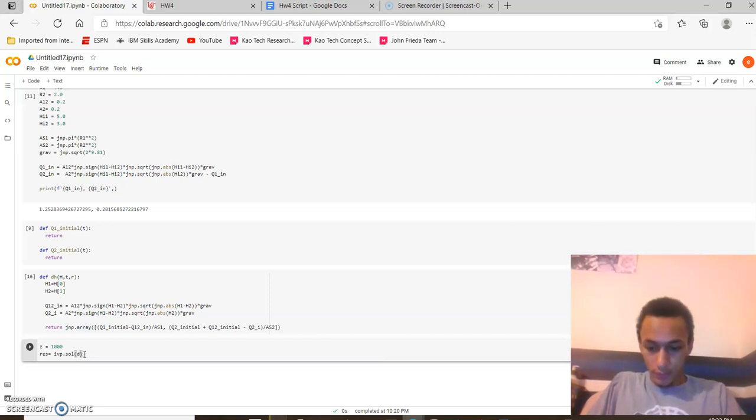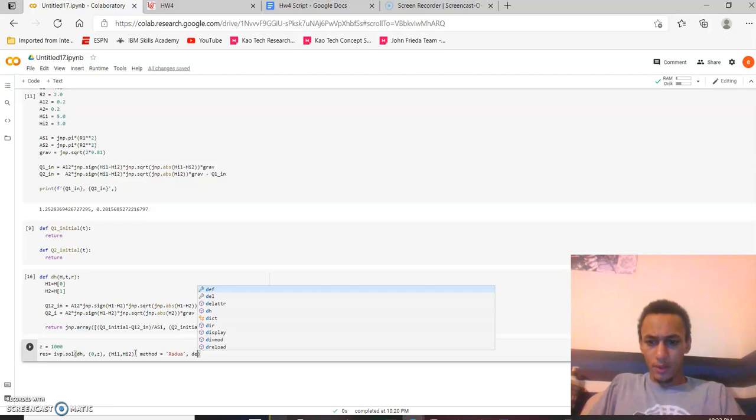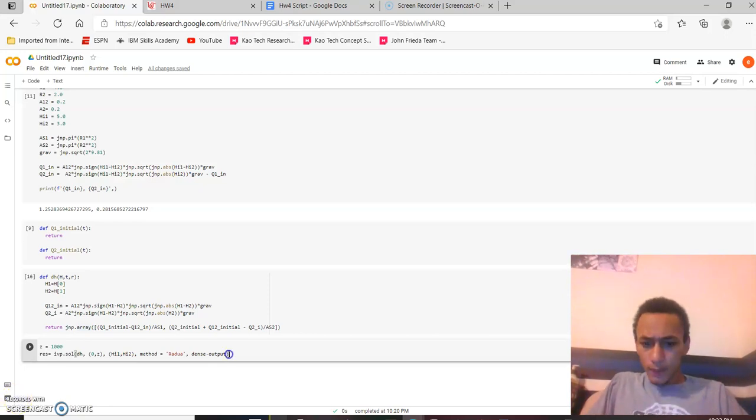We're going to have dh, which is the function that we defined earlier. We have h I1, h I2, it goes 0 to z, the method equal to do, and there's one more, it's going to be dense output, and I've got to remember what that is equal to. True.